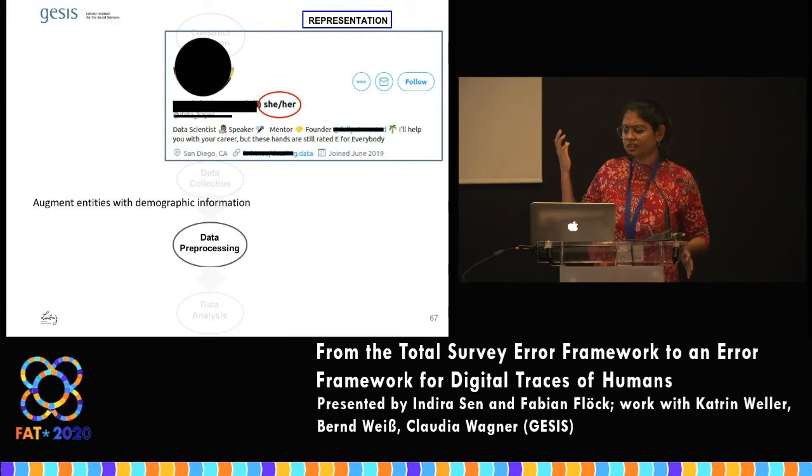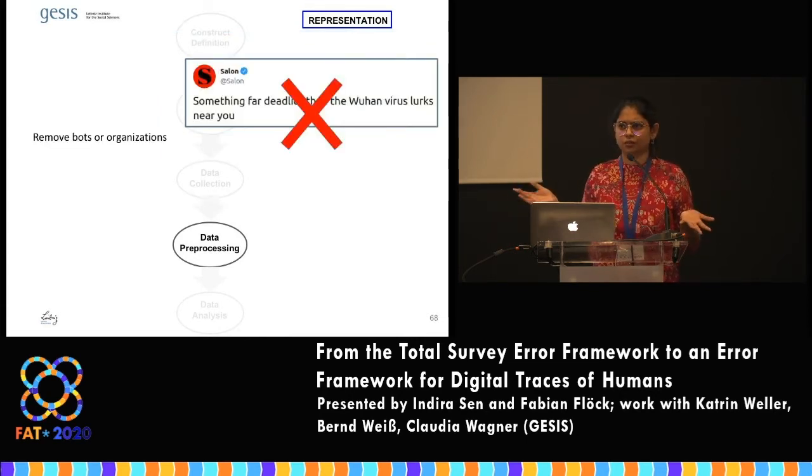In this case, entity reduction would involve getting rid of some entities that you think are not, again, representative of your sample. So those would be messages from bots, or what you assume are bots, or organizations perhaps. So depending on the methods that you choose for this, you would run into entity augmentation and entity reduction error.